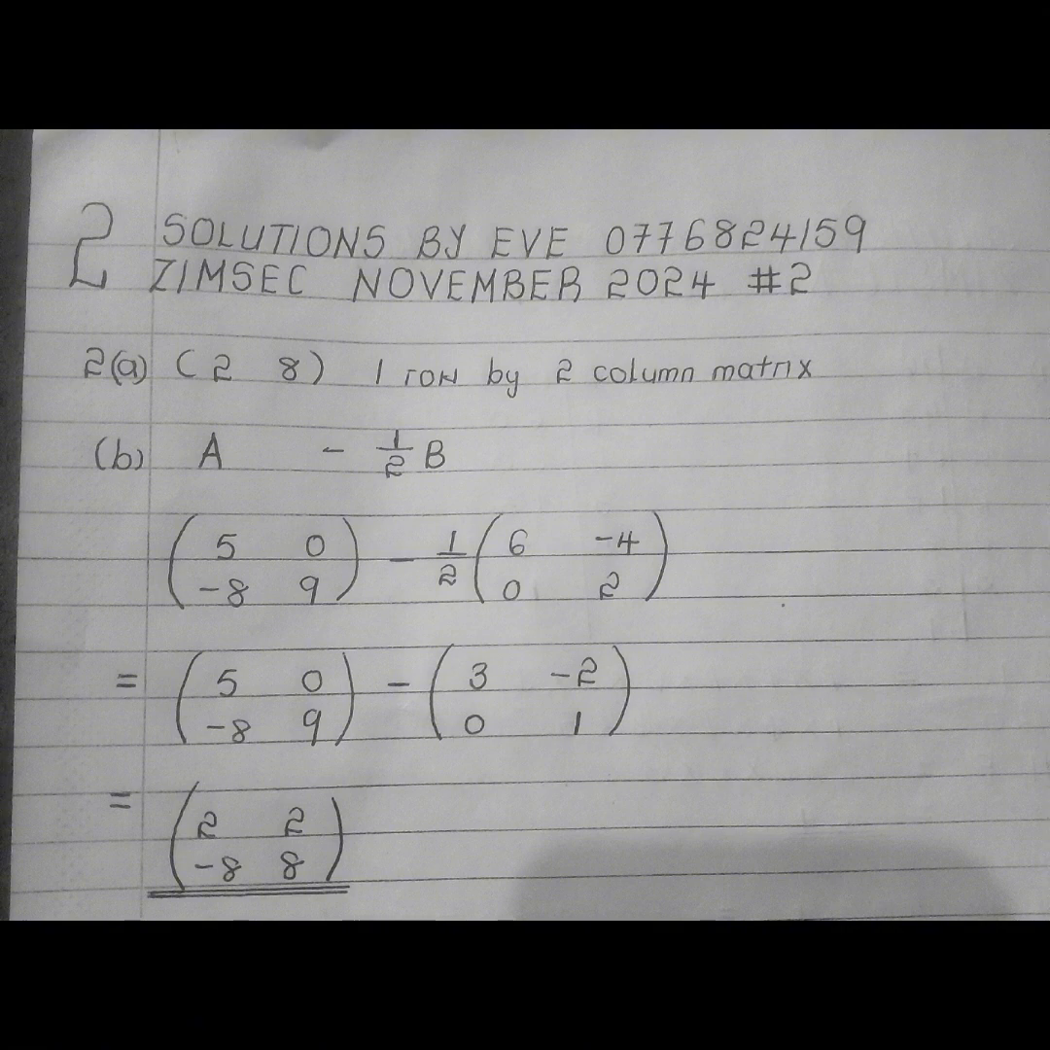So first we need to simplify half B. We are going to multiply half by (6, 0, minus 4, 2). So if we say half times 6, we get 3. Half times minus 4, we get minus 2. Half times 0, we get 0.